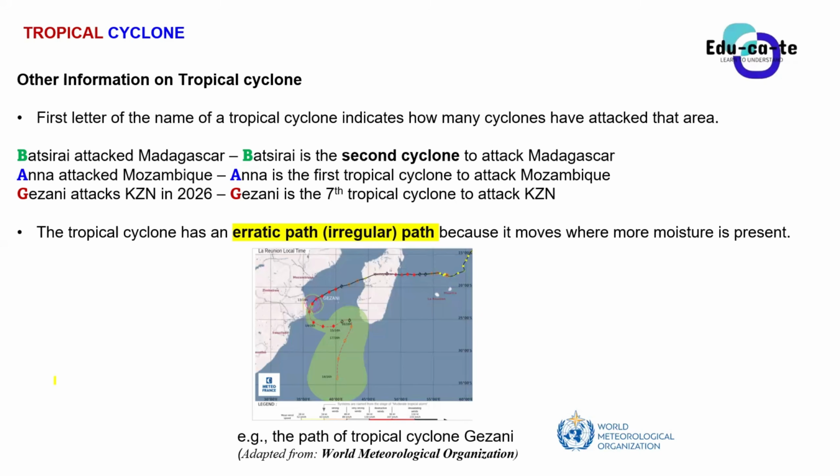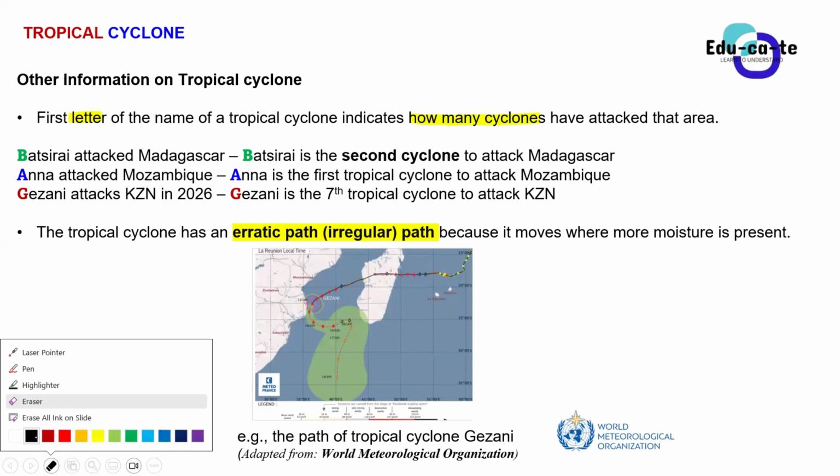We had this tropical cyclone, Idai, which came out in the news. I don't know if you were watching the news back then, but basically tropical cyclones have got names. We give them names as human beings. And why do we give tropical cyclones names? We give them names based on how many tropical cyclones have attacked that area. For us to give a name to a tropical cyclone, the first letter of the name indicates how many cyclones have attacked that area in alphabetical order.